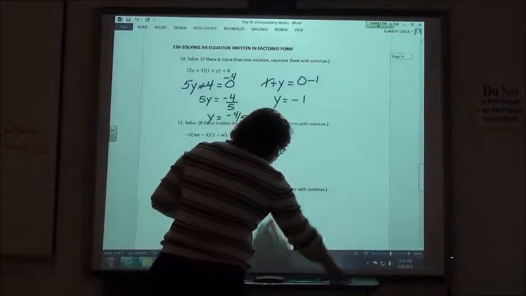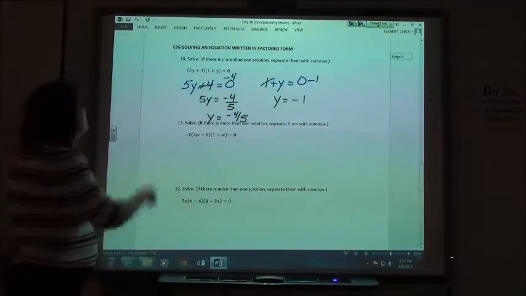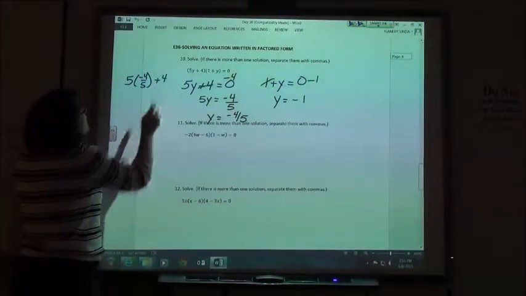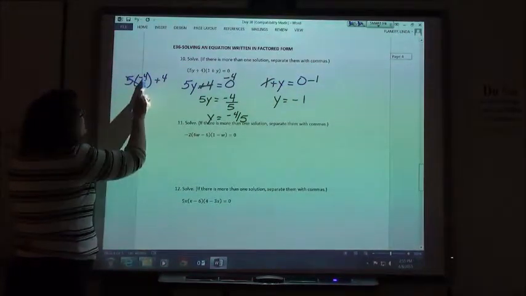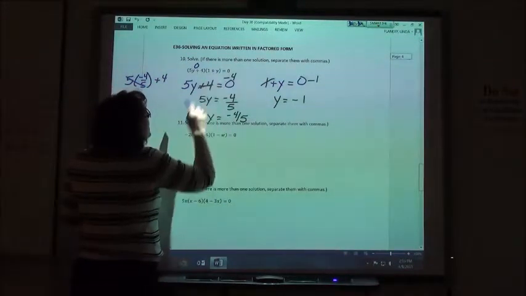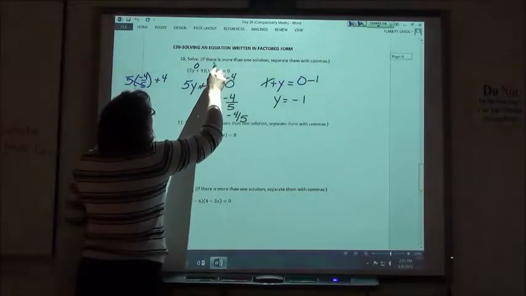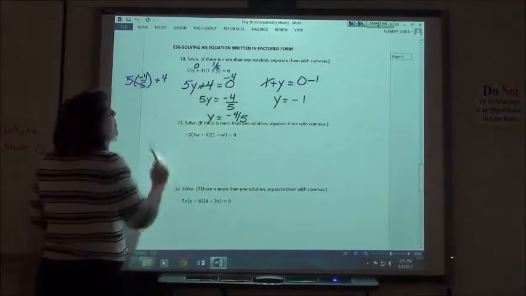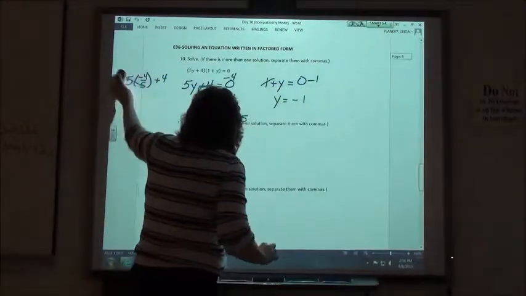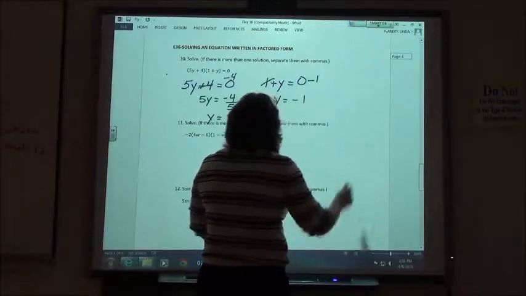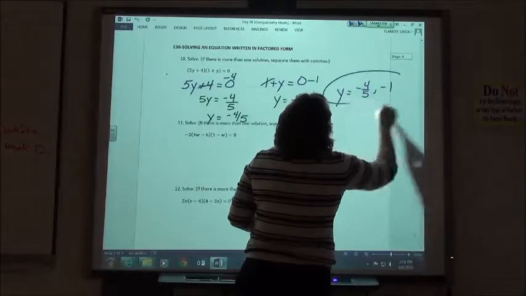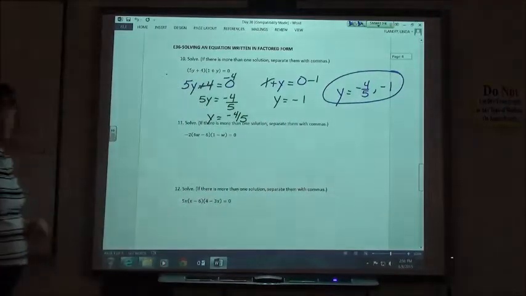On the other one, I would maybe use my calculator because I have a fraction. 5 times negative 4/5 plus 4, however, the 5's cancel out. Negative 4 plus 4 is 0. So that factors to 0. 1 plus a negative 4/5 would be 1/5, and 0 times 1/5, sure enough, is 0. So my answer is that y could be negative 4/5 or negative 1, and I'm going to put both answers in and separate them with a comma.